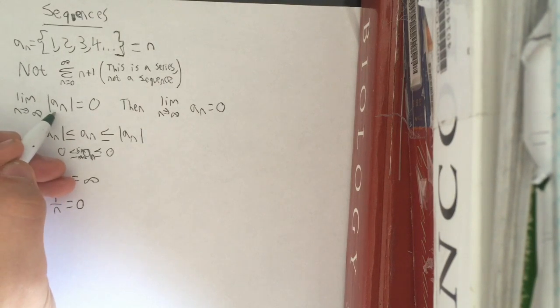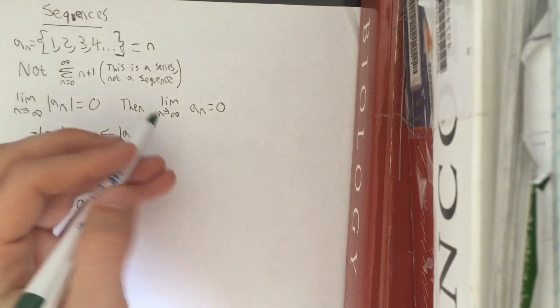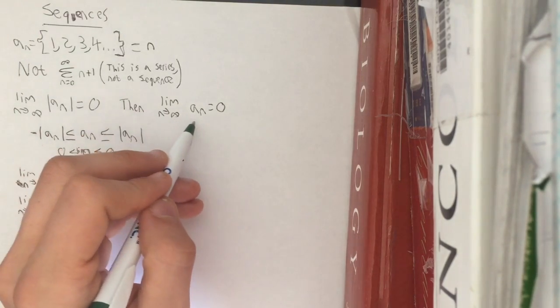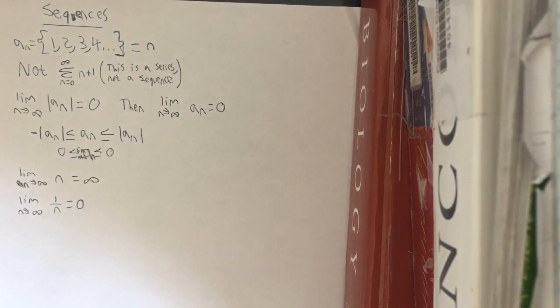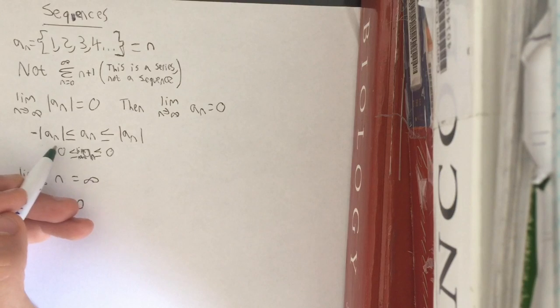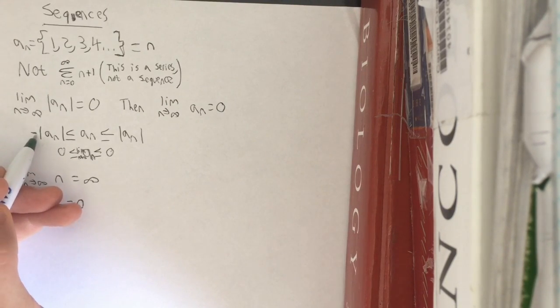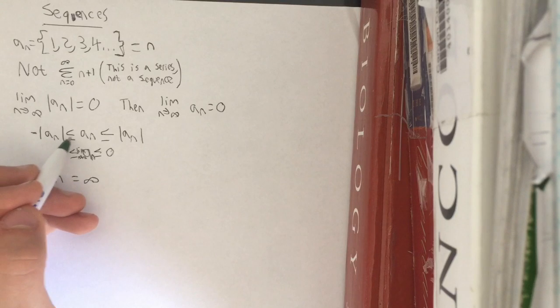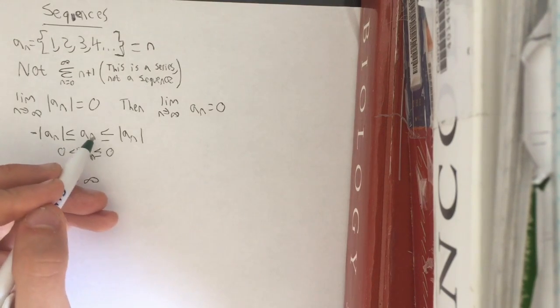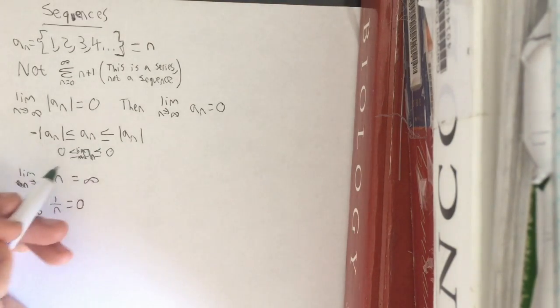Now, a proof that we have to make, a theorem, is that if the limit as n goes to infinity of the absolute value of a sequence equals 0, then the limit as n goes to infinity of the sequence without absolute value is also going to equal 0. Now, that can be proven by the squeeze theorem. The squeeze theorem would state, as well as logic, that the negative absolute value of a sub n is less than or equal to a sub n, which is less than or equal to the absolute value of a sub n.